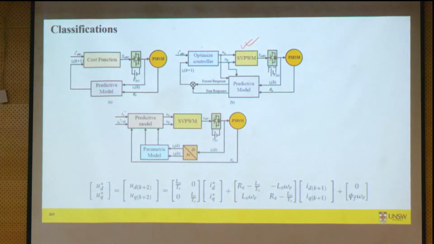In that case, you will need some kind of controller here, not just the cost function. The other one is, as we have mentioned, you may combine deadbeat control, or the deadbeat approximation of voltage. You calculate the voltages directly from a parametric model of the motor, and then use those voltages to predict your current in your equations. And then you may use SVPWM or a cost function.